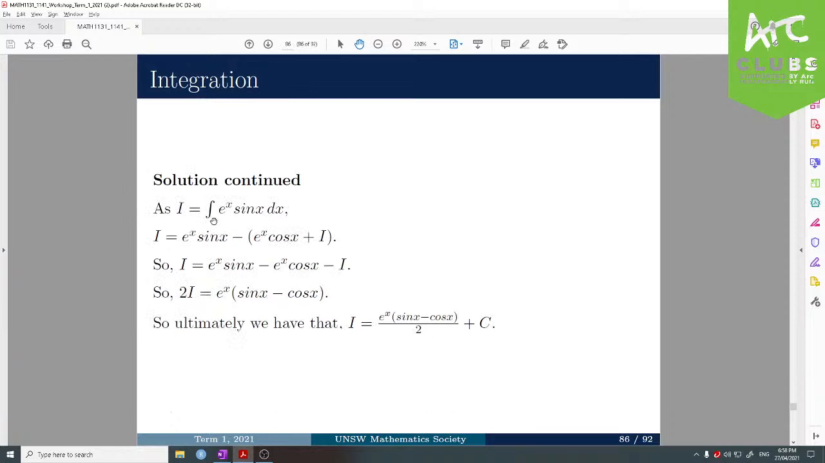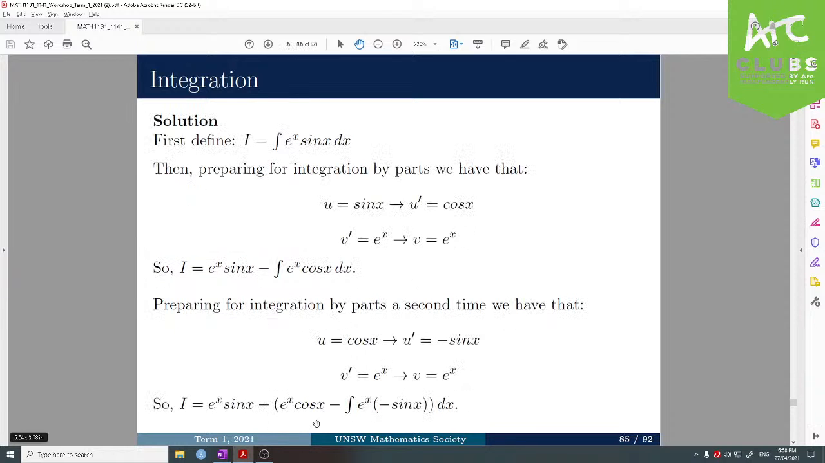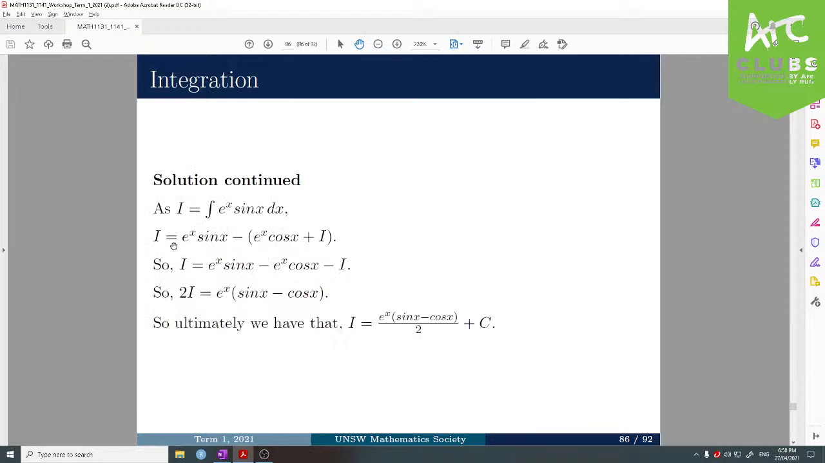So as I is simply the integral of e to the power of x sine x, I will rewrite this line here as I equals e to the power of x sine x minus e to the power of x cos x plus I.